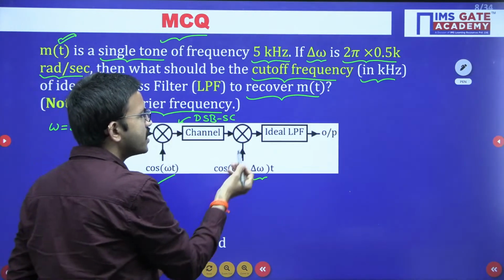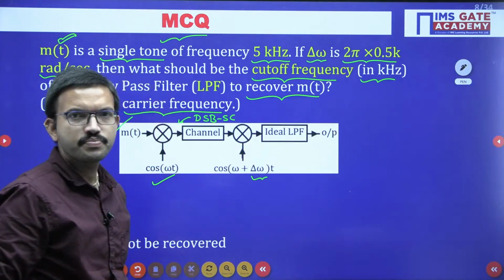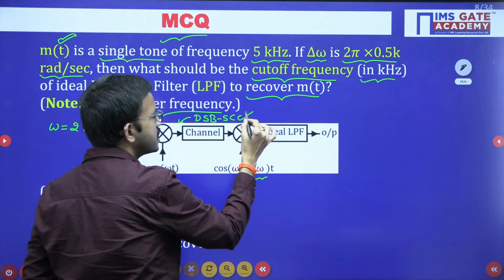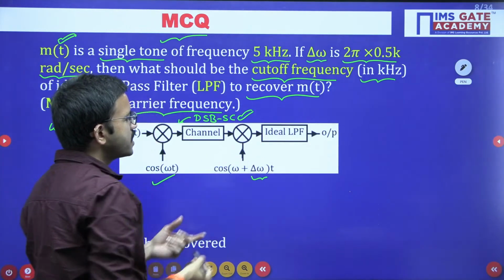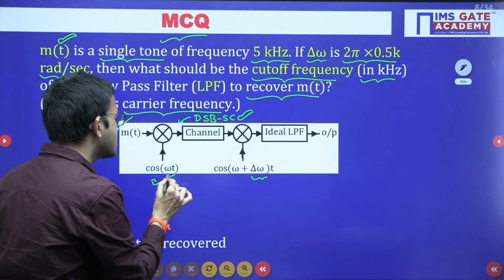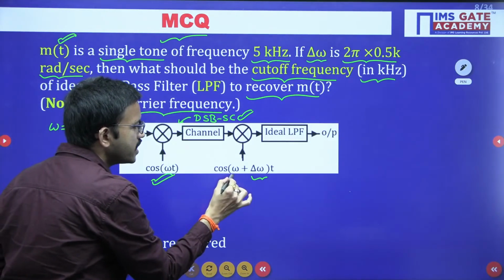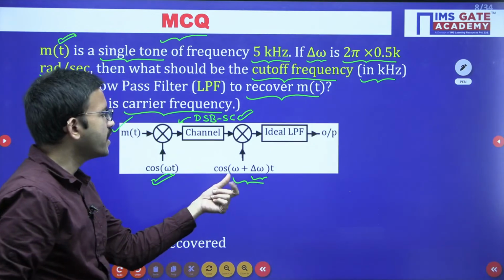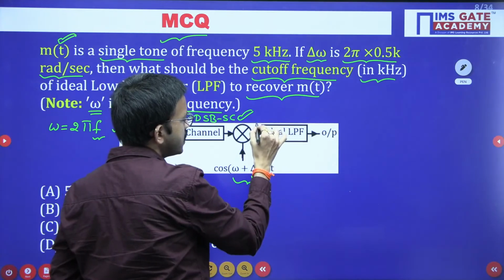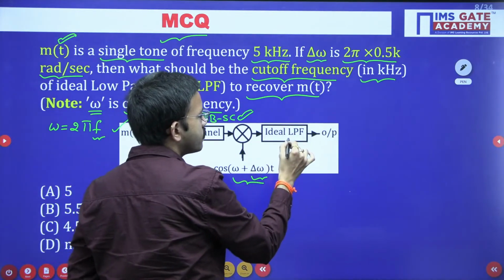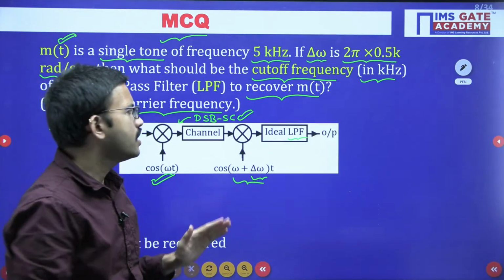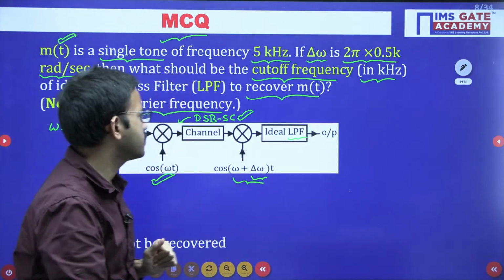After that we are once again using a multiplier here, and in this multiplier, one of the signals is the DSB-SC and the other one is once again one more carrier signal. But here, whatever the operating frequency you are having, instead of omega, you are having omega plus delta omega. Now after that, what is the signal that you are getting? That signal we are passing through the low pass filter. As the name implies, a low pass filter allows only low frequencies, right? It will reject all the higher frequencies, right?